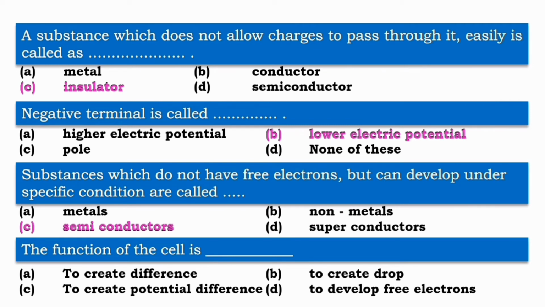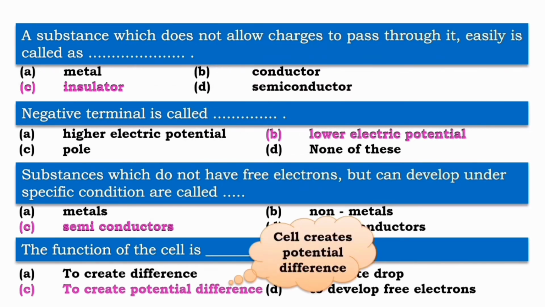Alright, now moving to the last question. The function of the cell, what will be the answer? Is to create potential difference. Because a cell creates potential difference.